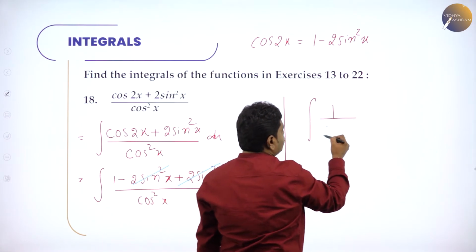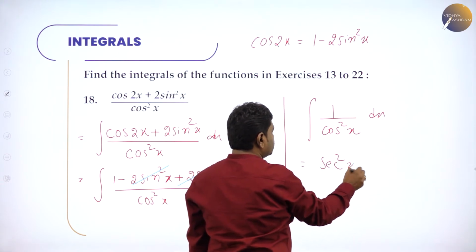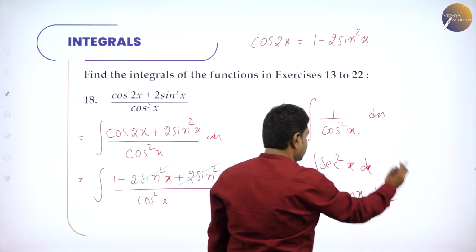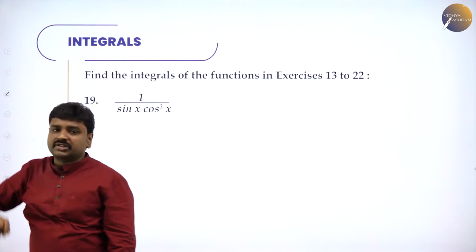Integration of 1 by cos square x, all of you know 1 by cos square can be written as secant square x. So integration of secant square x dx, all of you know integration of secant square x is what? Tan x plus c. It's a pretty direct question. You should be thorough with multiple angles to solve.